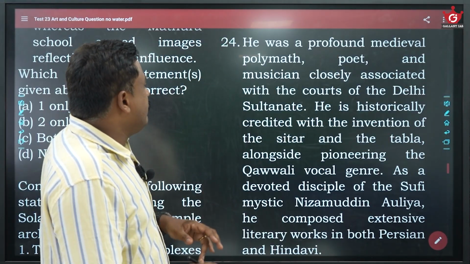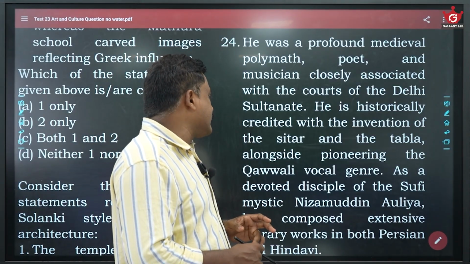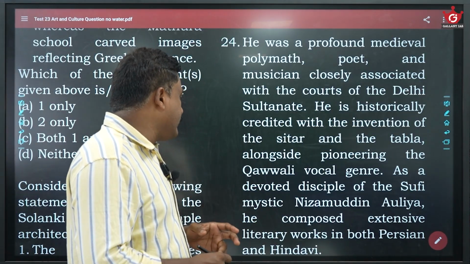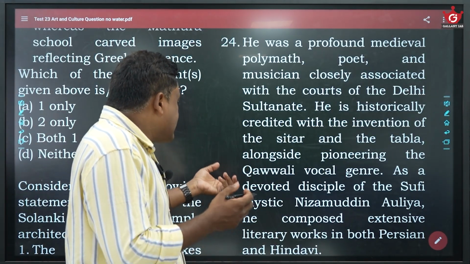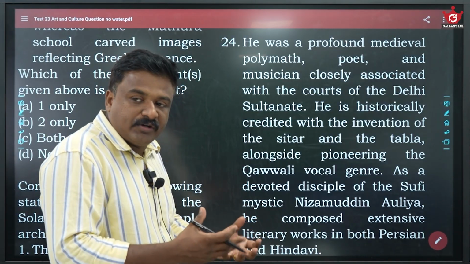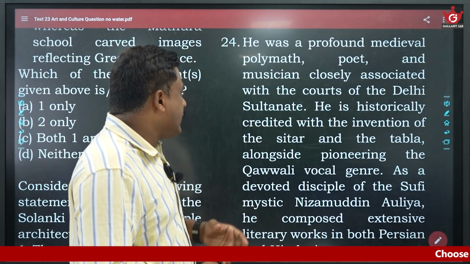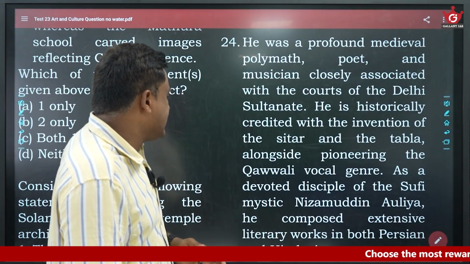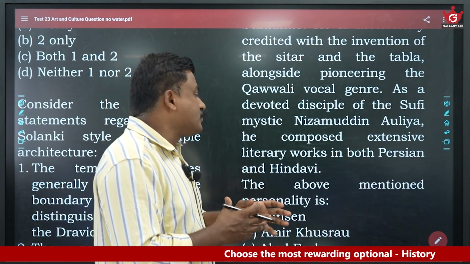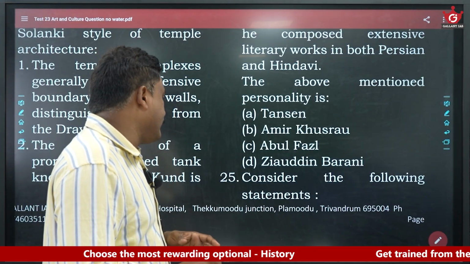He was a profound medieval polymath, poet and musician closely associated with the courts of the Delhi Sultanate, historically credited with the innovation of the sitar and tabla, alongside pioneering Qawwali. So, see, certain words are there. A man who introduced the Qawwali tradition, which is Sufi devotional songs, and the person who introduced sitar and tabla, and the person who was in the court of the Delhi Sultanate, and a disciple of Nizamuddin Auliya. All these descriptions are connecting with Amir Khusro.